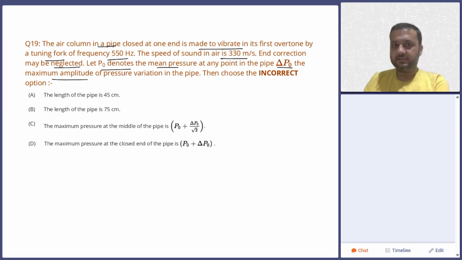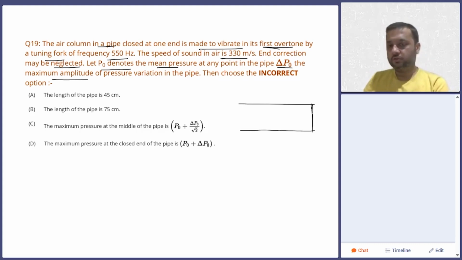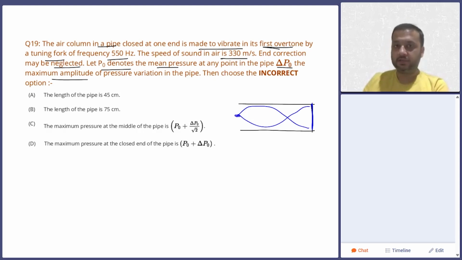Now you can see that it is in the first overtone. So in the first overtone, if this is the closed-ended organ pipe, basically it is closed at one end and open at the other. At the closed end there's a pressure antinode, and at the open end it's a pressure node. So this kind of situation you will get. At an open end we get a pressure node, and at the closed end we get a pressure antinode. That means here the pressure will increase by the maximum value of delta P naught over and above the mean pressure.